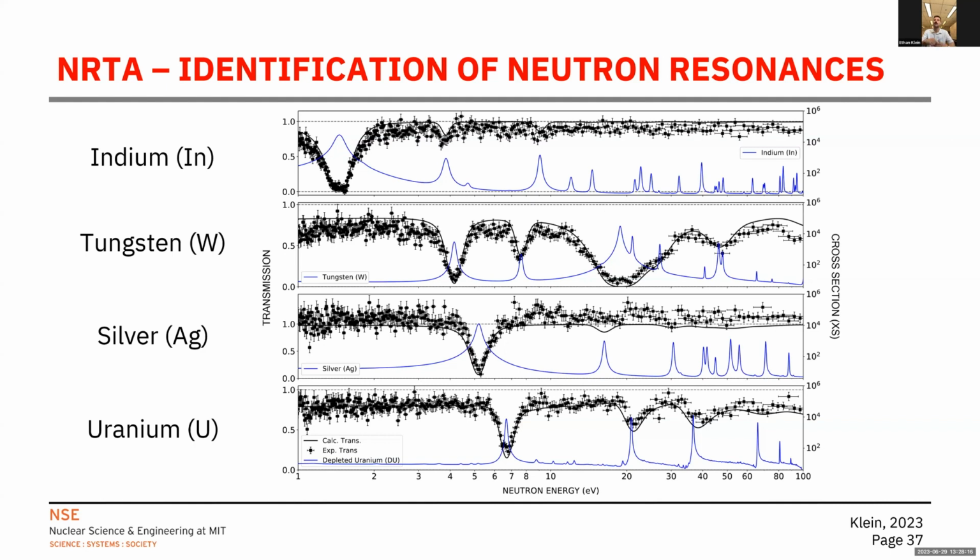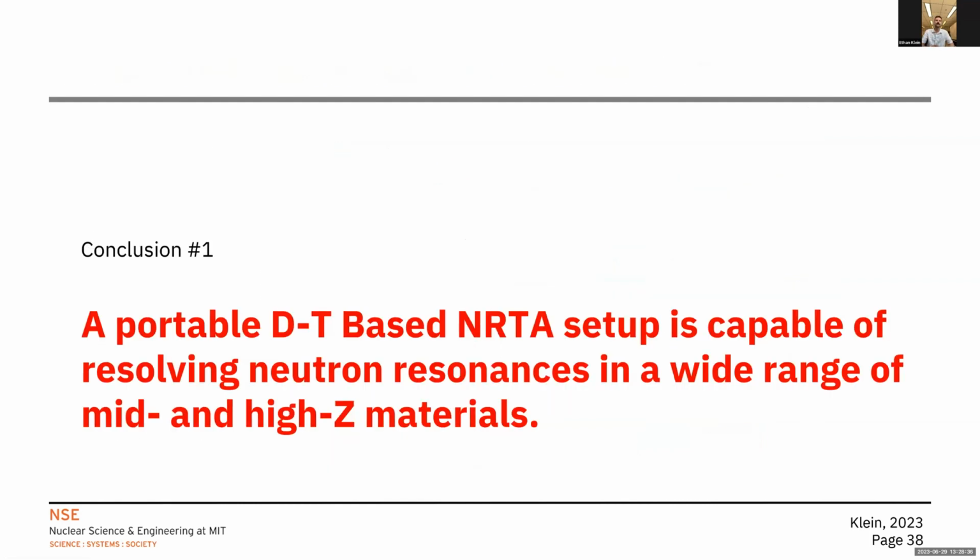The other thing you'll note is we have a finite resolution. So as you move further to the right on these plots, you see that we start to get smaller and smaller dips. It's tougher to make out some of those neutron peaks that we would expect to result in dips. And that's just a finite limitation of the technique and doing it in a portable manner, that we have a limited resolution. So conclusion number one is simply to say that we can use this portable DT generator. We can make a setup using that generator, and we're able to resolve resonances across a wide range of different mid and high Z materials.